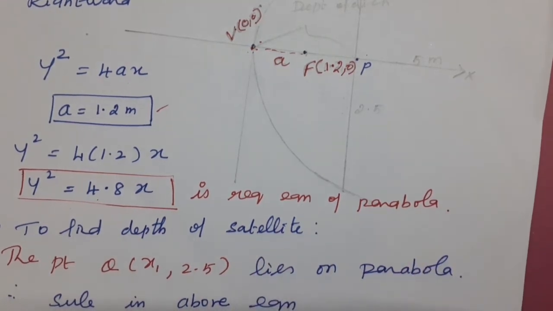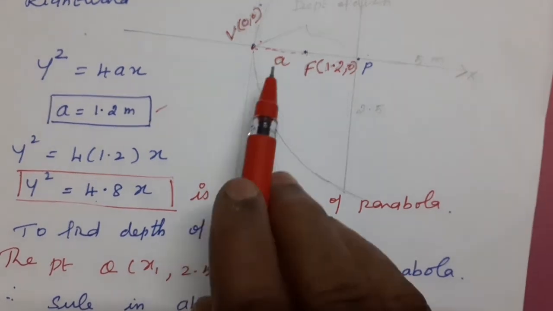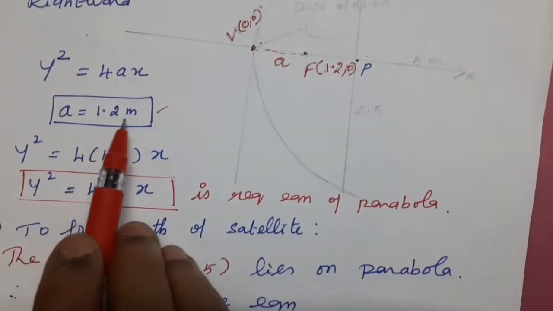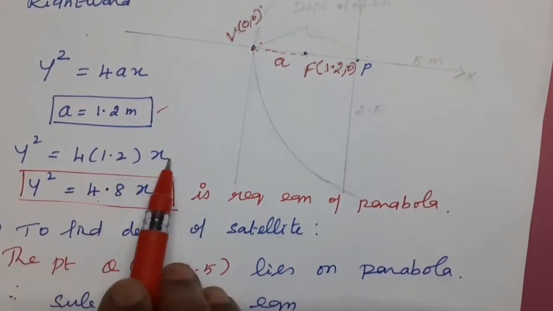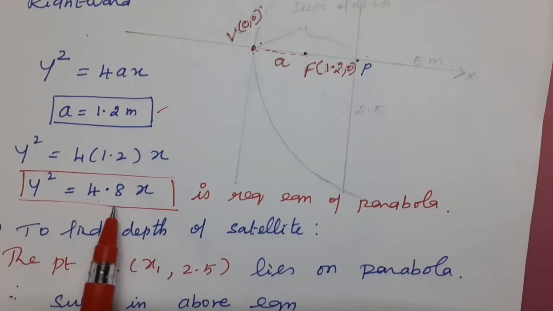What is the question asking? Find the equation of the parabola. The parabola opens rightward, which means y square equal to 4ax. a is given in the question as 1.2 meter. Substitute in the equation: y square equal to 4 into 1.2 into x, that is y square equal to 4.8x, the required equation of the parabola.